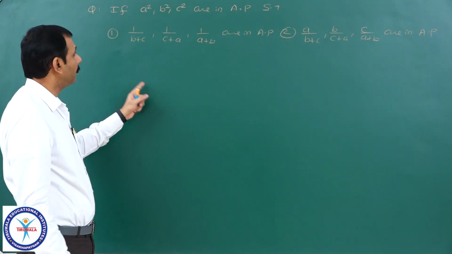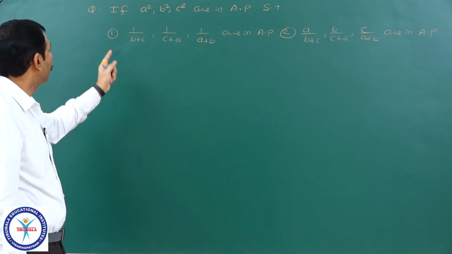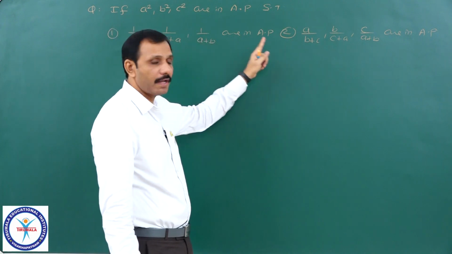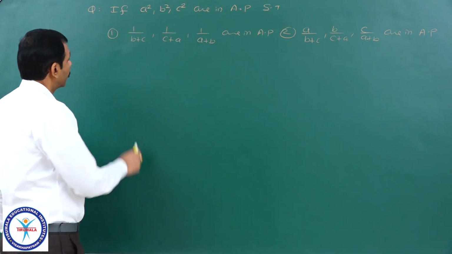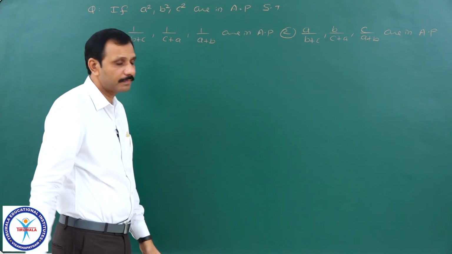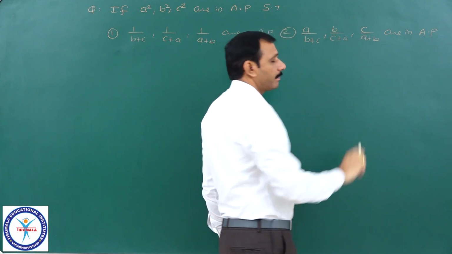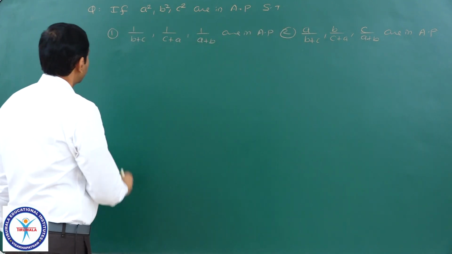Right. Other problem, similar to the previous problem model. A square, B square, C square are in AP, given. Then show that 1 by (B plus C), 1 by (C plus A), 1 by (A plus B) are in AP. And the second one, A by (B plus C), B by (C plus A), C by (A plus B) are in AP. See this.